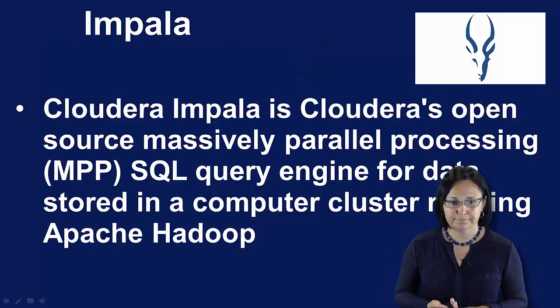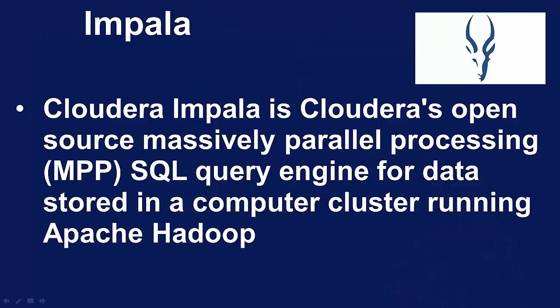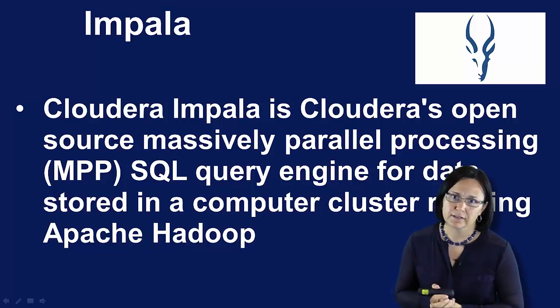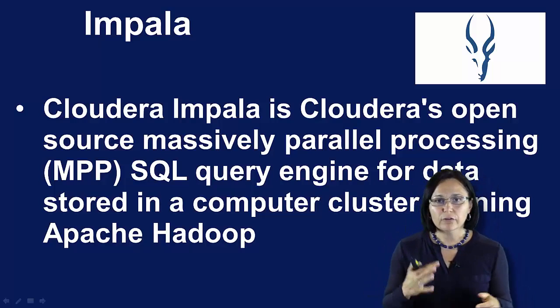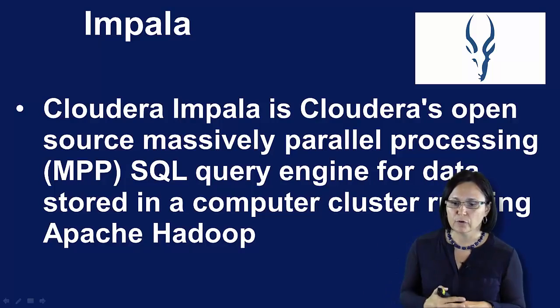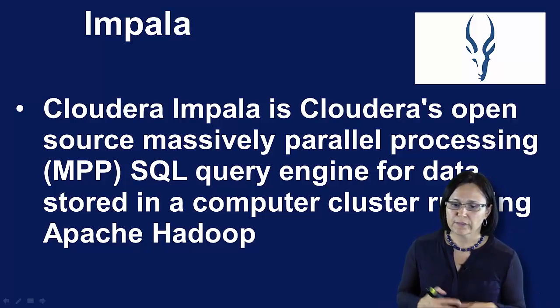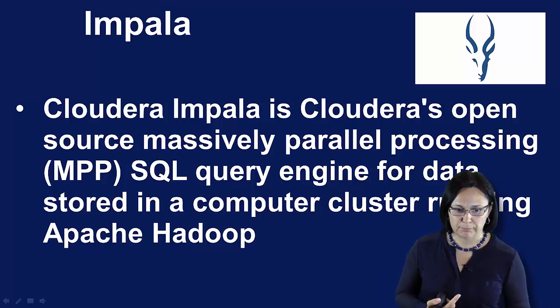First one is Impala. Impala was designed specifically at Cloudera, and it's a query engine that runs on top of Apache Hadoop. The project was officially announced, I think, at the end of 2012, and became a publicly available open source distribution. Impala brings scalable parallel database technology to Hadoop and allows users to submit low latency queries to the data that's stored within HDFS or HBase without requiring a ton of data movement or manipulation.